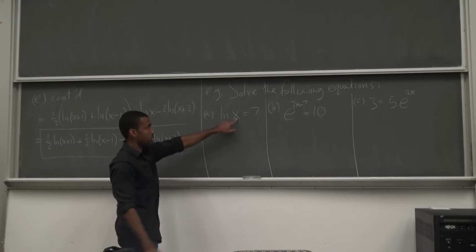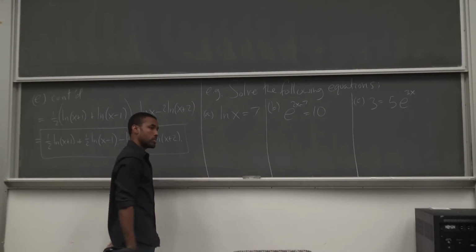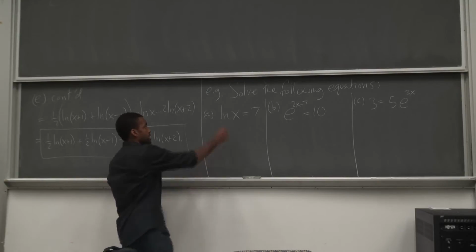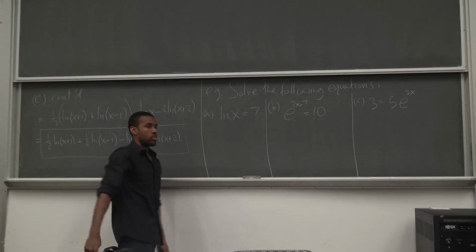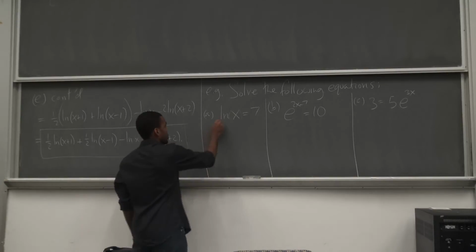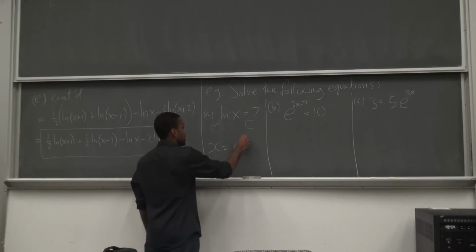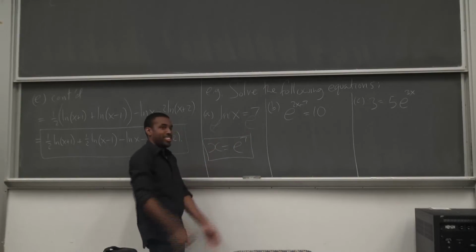Obviously, I want you to solve for x. X is the variable. How would I solve for x? Right, x is inside of ln. How would we get rid of ln's? E's. The e on both sides, which means that x is e to the 7. That's it. It's easy.